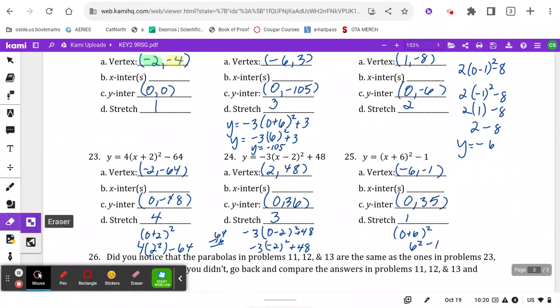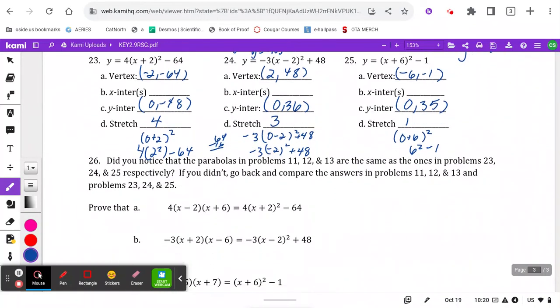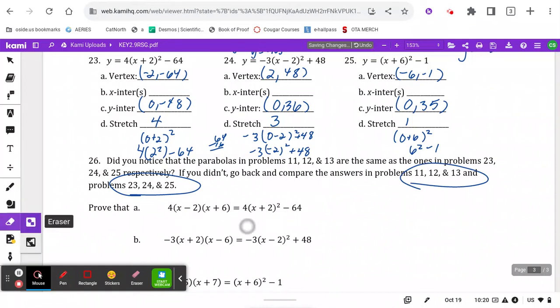Okay, so getting those 3 pieces, not too bad, right? But to get the x-intercepts, a couple different options. I could stretch this out into standard form, and we're going to actually use numbers 23, 24, and 25 as an example because that's what goes down here. It's telling you that numbers 23, 24, and 25 are actually the same as problems 11, 12, and 13. And down here it asks you to prove that.